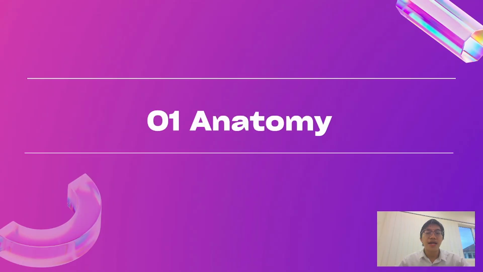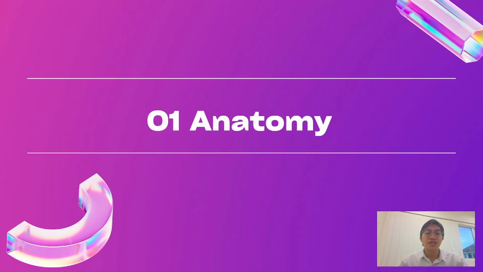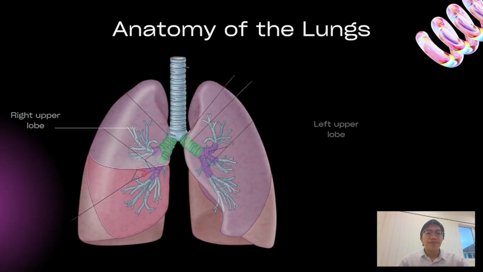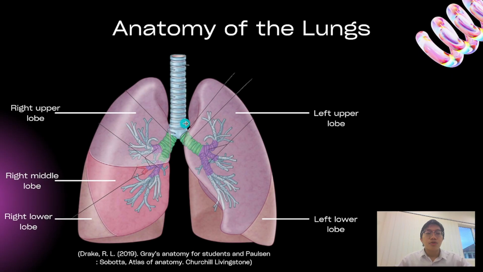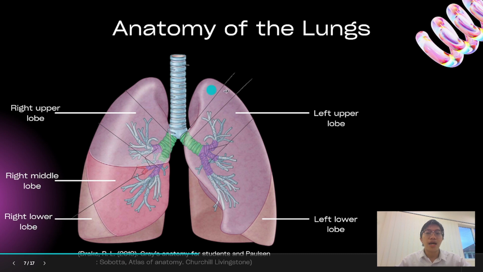Now let's go for the anatomy of the lungs. So what we can see here is the human lungs. We have the right side and also the left side. For the right side, the lung is divided into three sections. For the first one, we have the right upper lobe, the right middle lobe, and the right lower lobe. As for the left side, we have the left upper lobe and the left lower lobe.